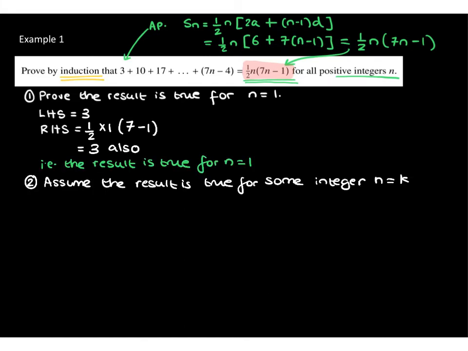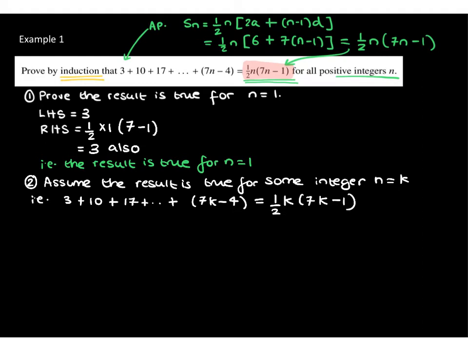So we now assume that the result is true for some integer n equals k. Now, what do I mean by this? I mean that we're adding together 3, 10, 17, however many terms, up till the kth term, which would be 7k minus 4, and we're assuming that the formula that gives us the total of the terms is true for n equals k, so we're assuming that this would then be equal to a half k (7k minus 1). So always write out your assumption.